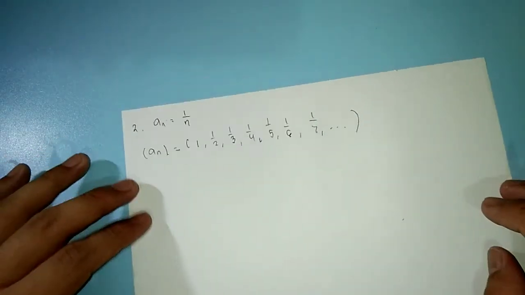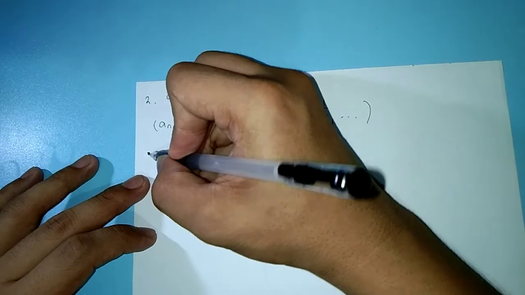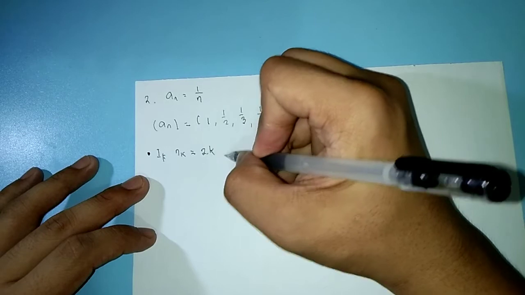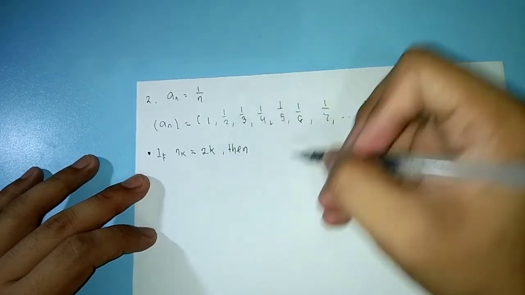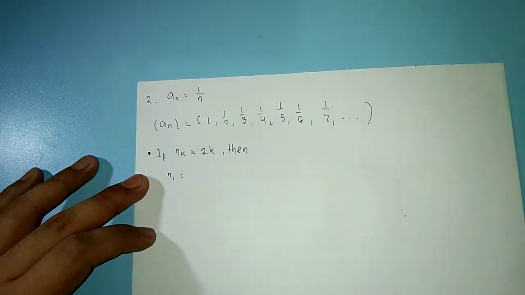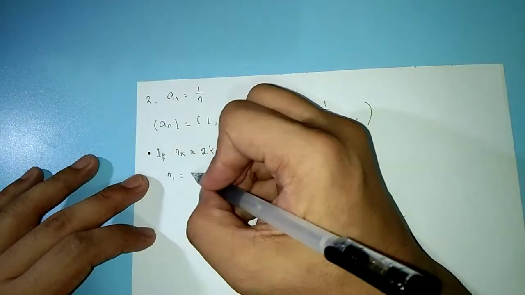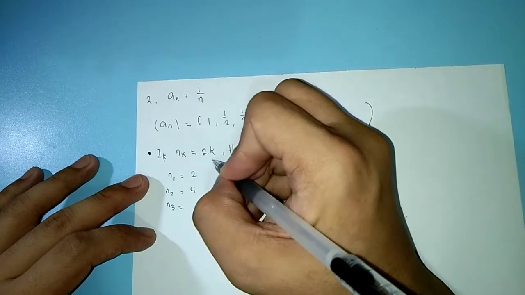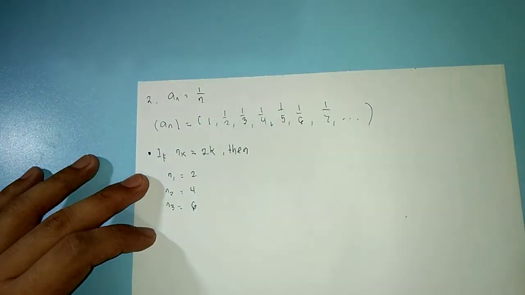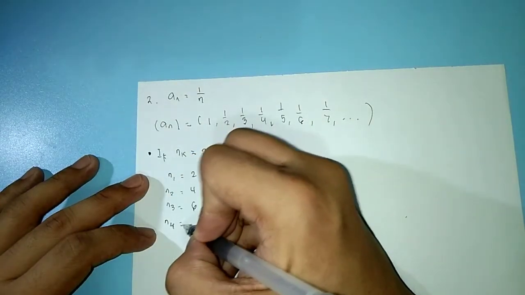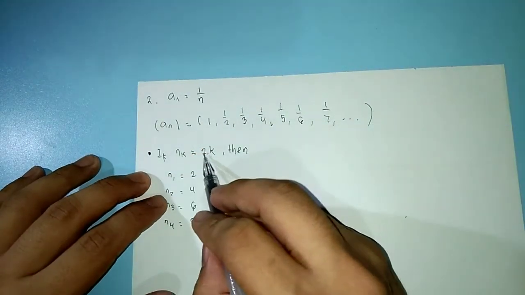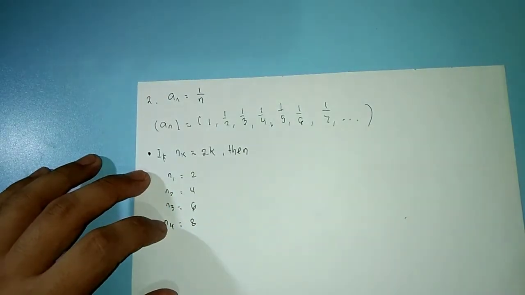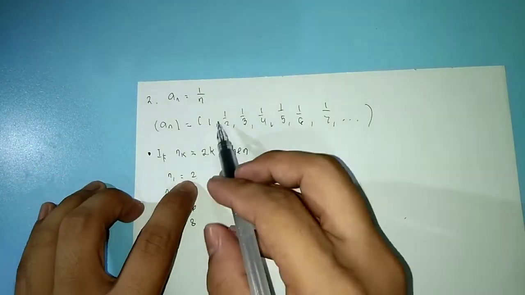Okay. Now, if n sub k natin ay 2k, then ano yung n sub 1 natin? So n sub 1 natin, that is 2. N sub 2 natin, that is 4. N sub 3 natin, that is 6. Okay? N sub 4 natin, that is 8. So sinasubstitute ko lang dito sa n sub k equals 2k yung k. Okay?